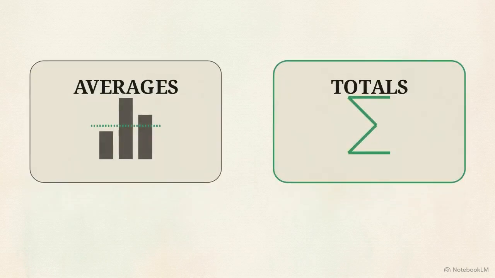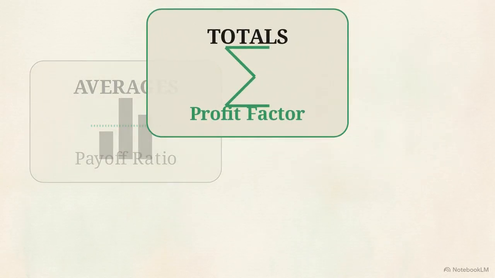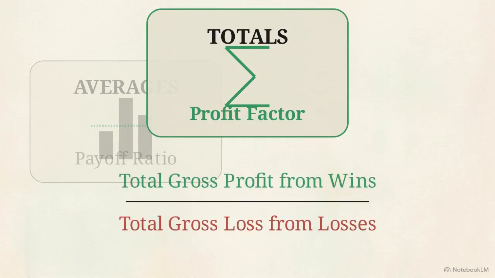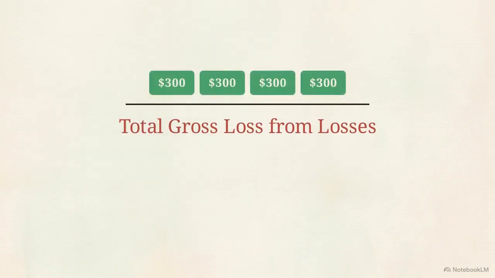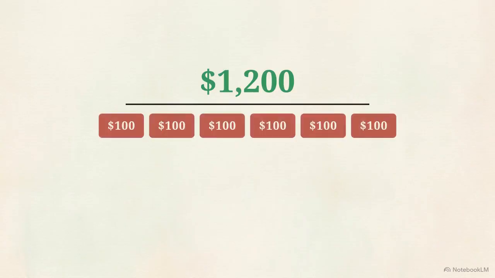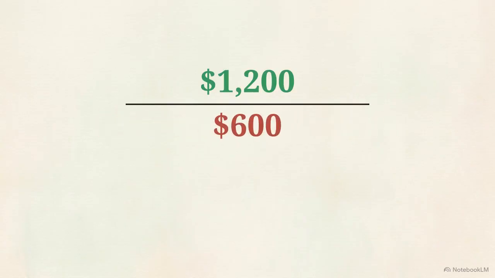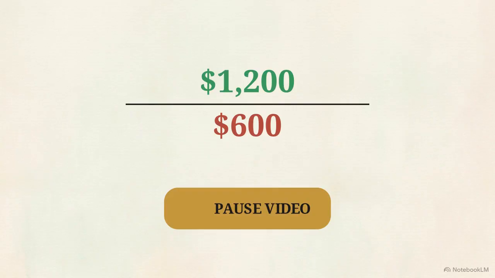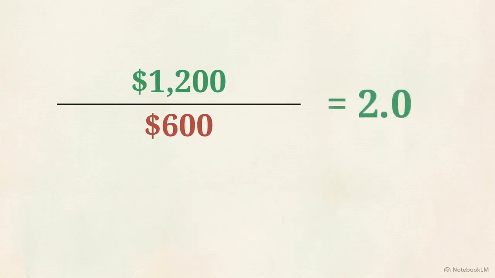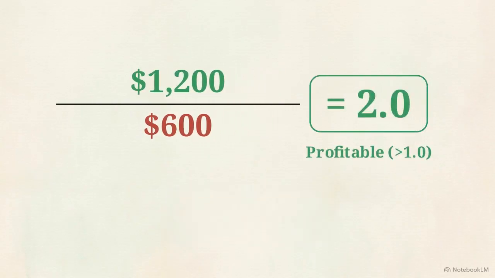There is a distinct difference between averages and totals. While payoff ratio relies on averages, our final metric, profit factor, looks strictly at the totals. Profit factor is the ratio of total profit from winning trades to the total loss from losing trades. Let's test this. Using our original scenario of $1,200 in total wins and $600 in total losses, pause the video and calculate the profit factor. $1,200 divided by $600 equals a profit factor of 2.0.